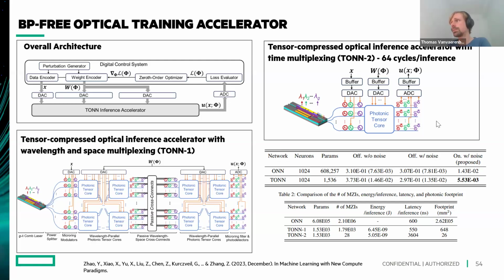Like one is time multiplexing with a small chip, and then with some penalty in time, you can demonstrate this eventually experimentally. And for now, we only have simulation experiment results, and then we also have the one where we use wavelength and space multiplexing.